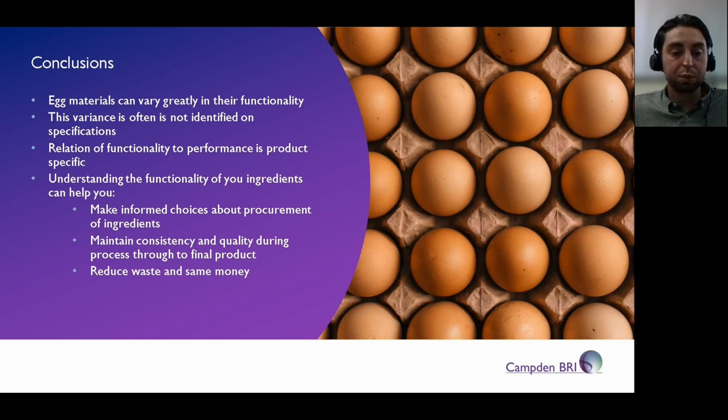Yeah, we want to help you make better choices about buying ingredients, maintaining consistency and quality, and overall win-win for everyone. Reducing waste and saving money is one of the key objectives for many companies this year.